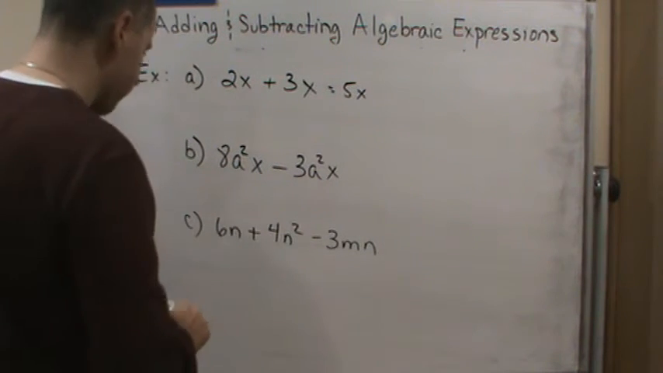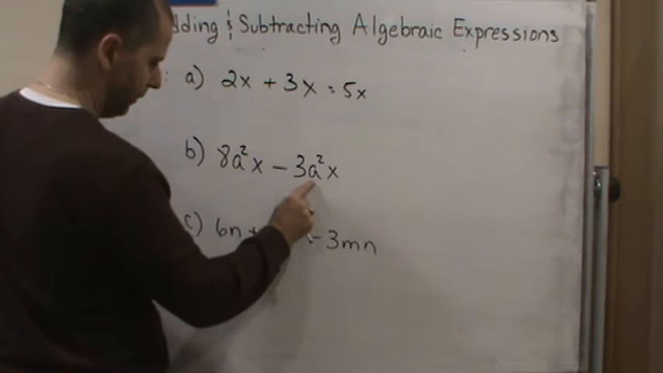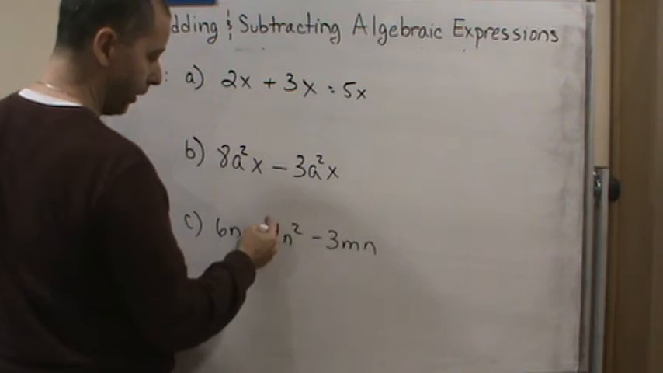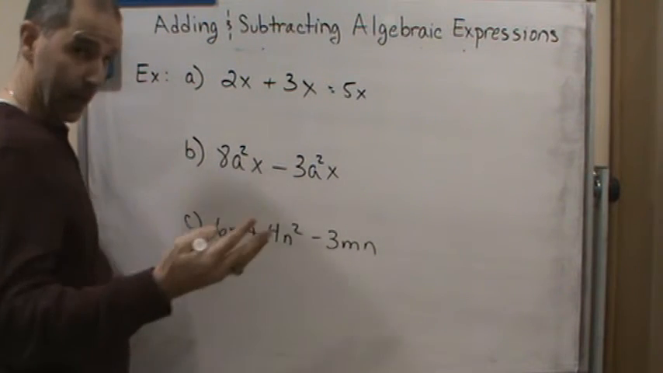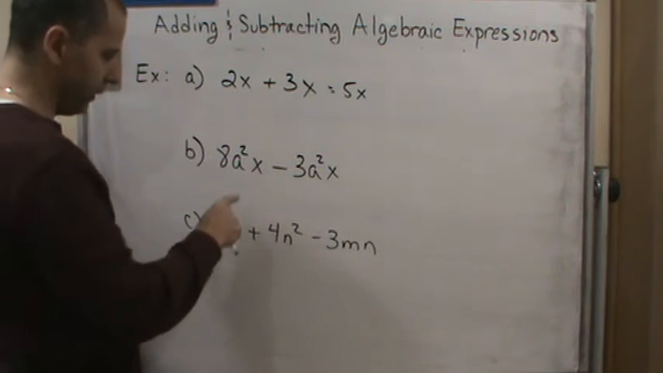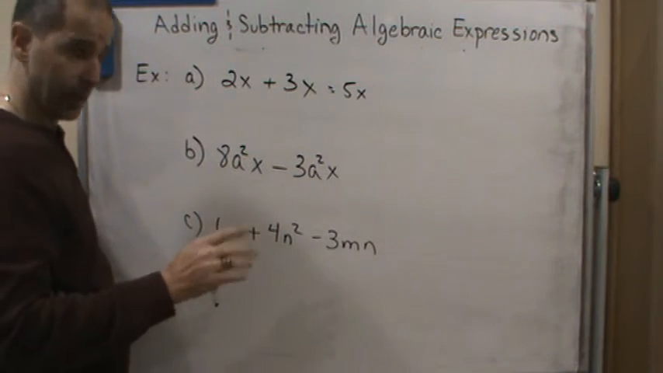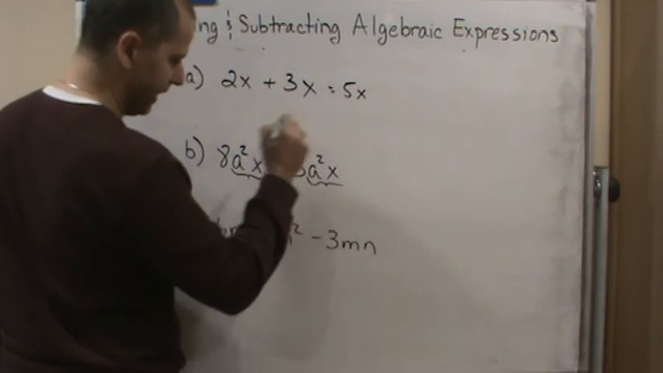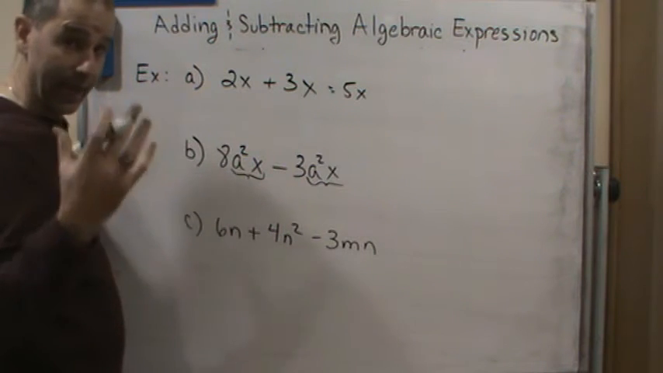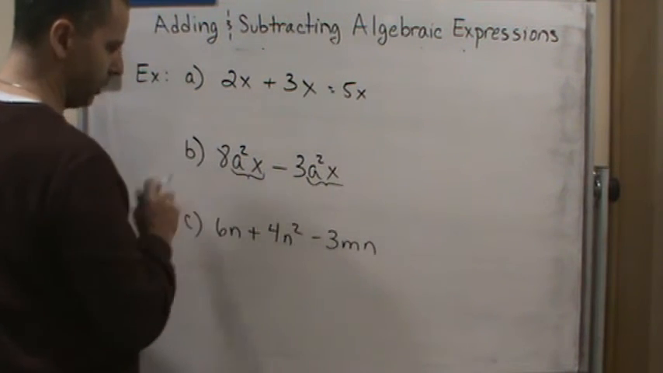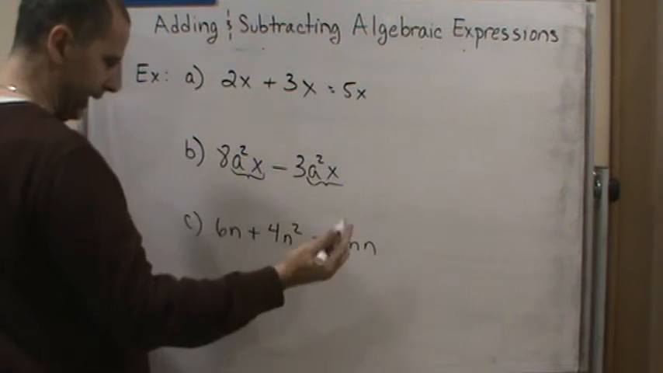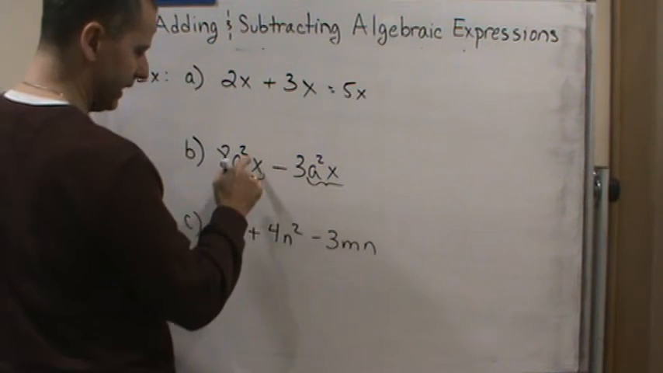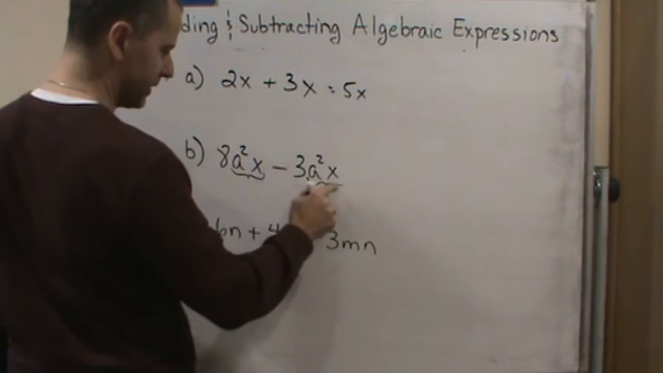Now notice that here we have a, and they have the same exponent. Here we have x with the same exponent. And notice that it's a product, right? Products are the key. If there was an addition here, these would be separate terms, okay? So notice that this is exactly the same as this. That means they are like terms, because they have the same variables with the same exponents: a squared x.